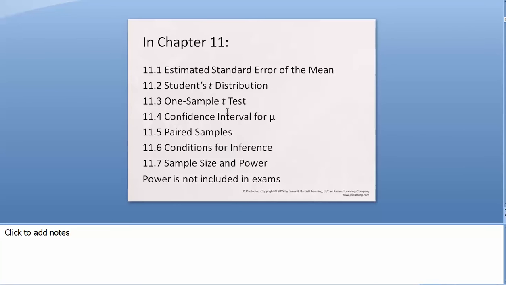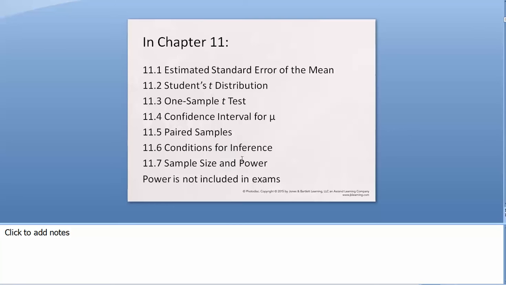So what we are going to talk about in this chapter would be the estimated standard error of the mean. Remember SE. We are going to make a modification in this chapter when we deal with small samples. Then we are going to learn about the student t distribution, the one sample t test, and the confidence interval for the mean mu. Then paired samples. Now this is something new, very important and useful, especially in biostatistics. We will be using that. And then conditions for inference.